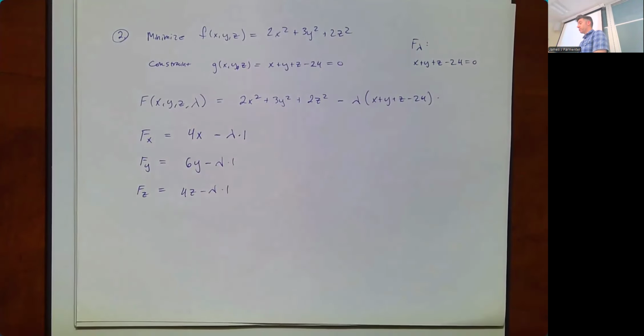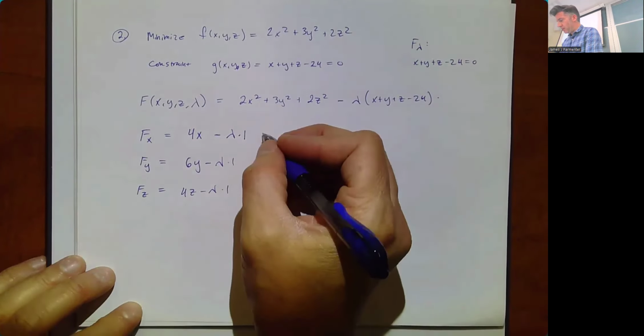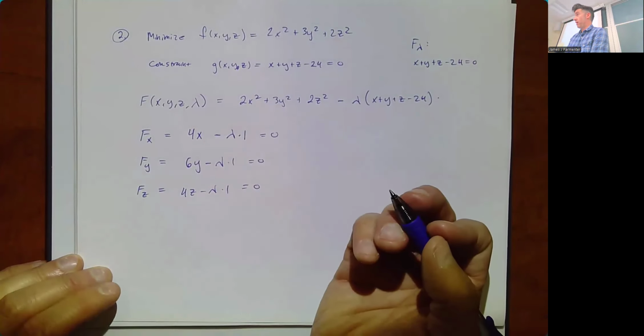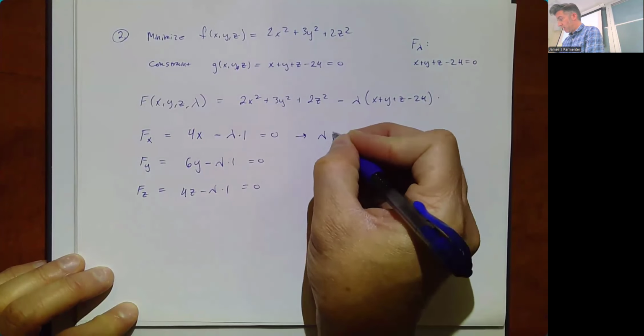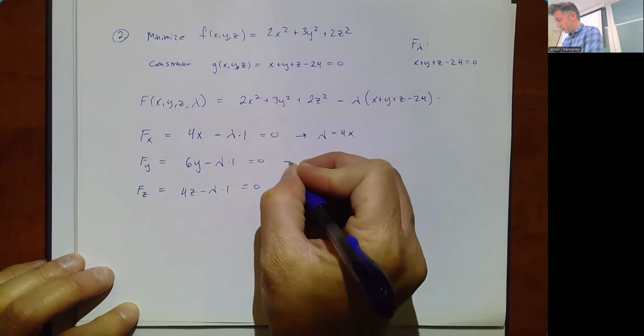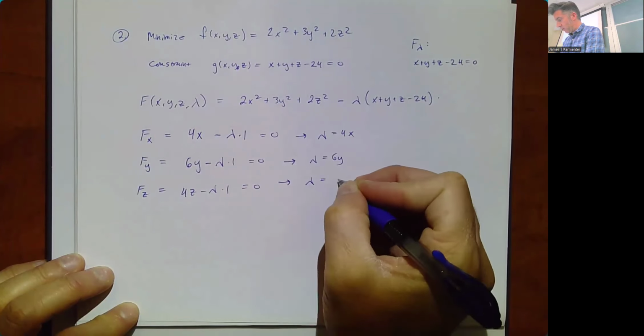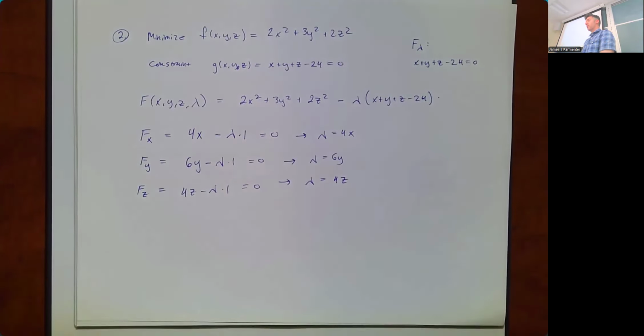It's just your constraint. So then all these, if we set them all equal to 0, it's really straightforward to solve for lambda. You're going to get lambda equal to 4x. You're going to get lambda equal to 6y. You're going to get lambda equal to 4z. So looking at these, which two variables have to be equal to each other? X and Y, X and Z, or Y and Z?